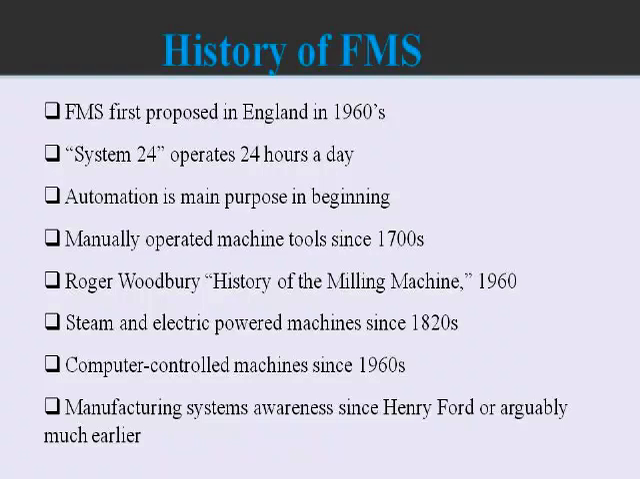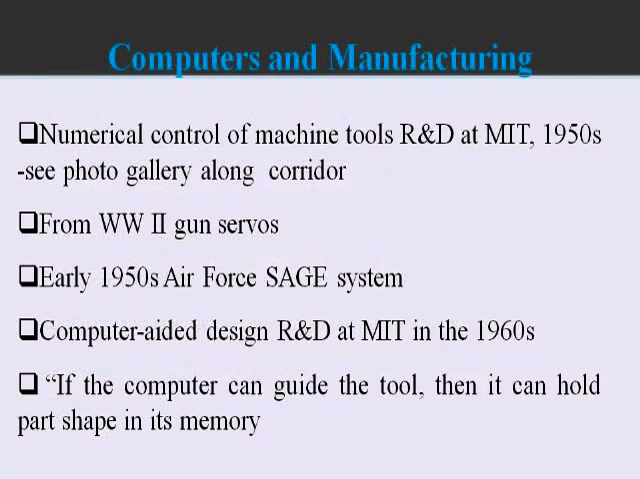We have had manually operated machines since the 1700s, and later Roger Woodbury made the milling machine, with steam and electrical powered machines since the 1820s. Then from 1940 onwards the CNC machines, and from the 1960s onwards, particularly from the year 1962, computer numerical controls were being used industrially. Manufacturing systems awareness has existed since Henry Ford's time, that is from 1910 onwards. Numerical control of machine tools saw R&D efforts and development at MIT during the 1950s.